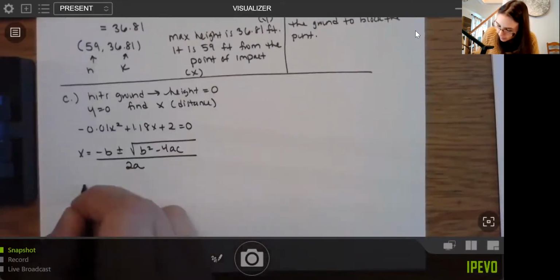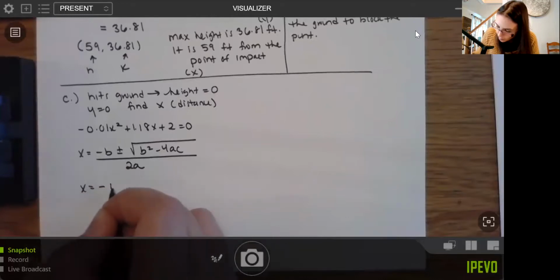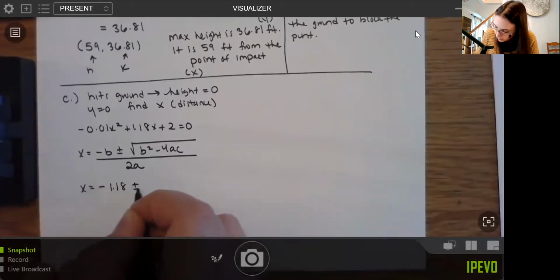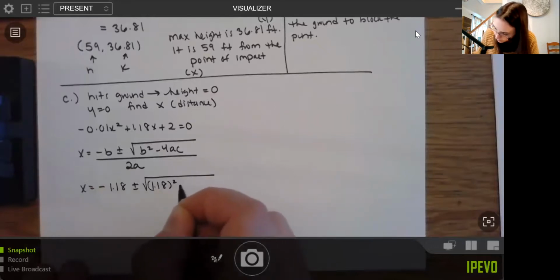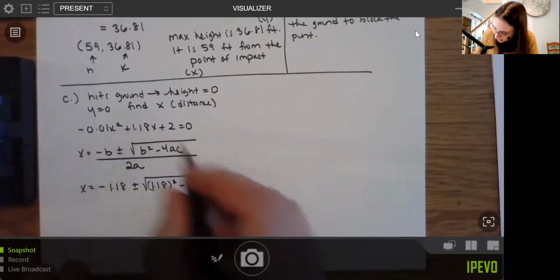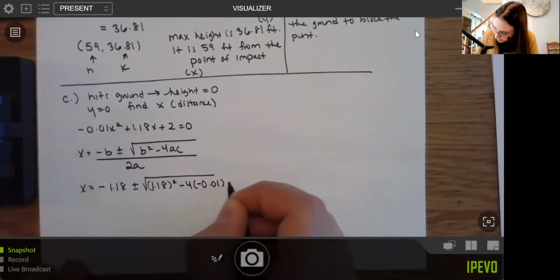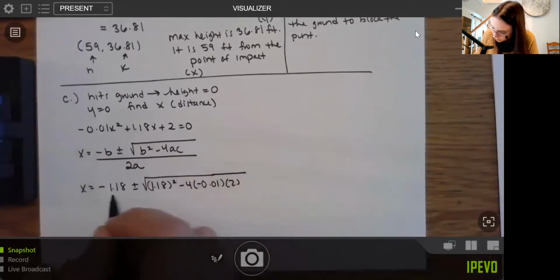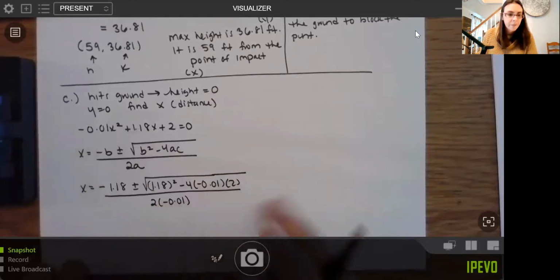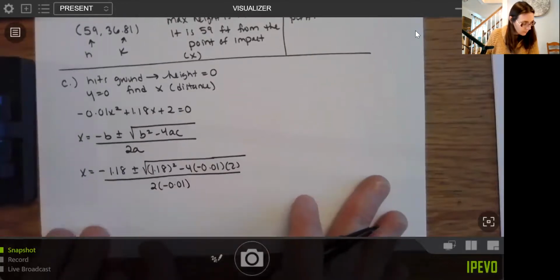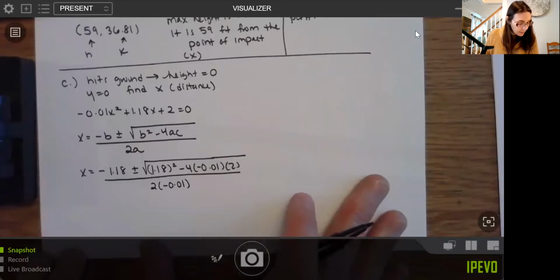I'm just going to plug everything in. So my B value is that 1.18, and that A value is that negative 0.01, and my C value is 2. All right, so we're going to keep simplifying here.